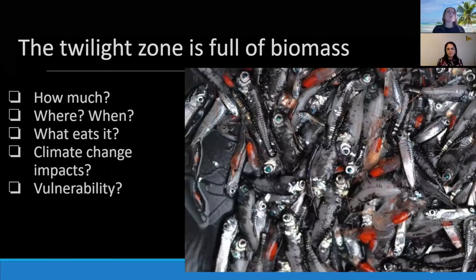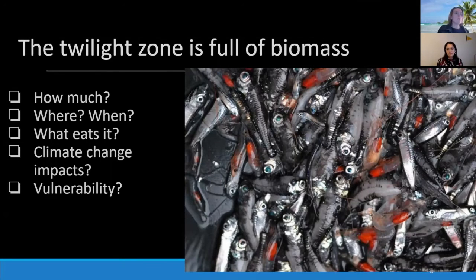So the twilight zone is full of biomass, but we don't know how much. We don't know where it is, where it's concentrated. We don't know when we find it, if there are seasonal changes. We don't know precisely who eats it. We're unsure about the impacts that climate change could have on it, and we're not so sure if it's vulnerable to activities that humans may impose on this zone.